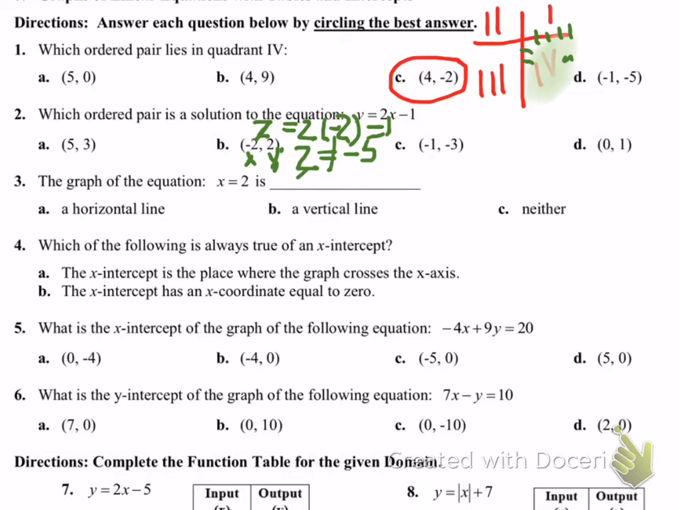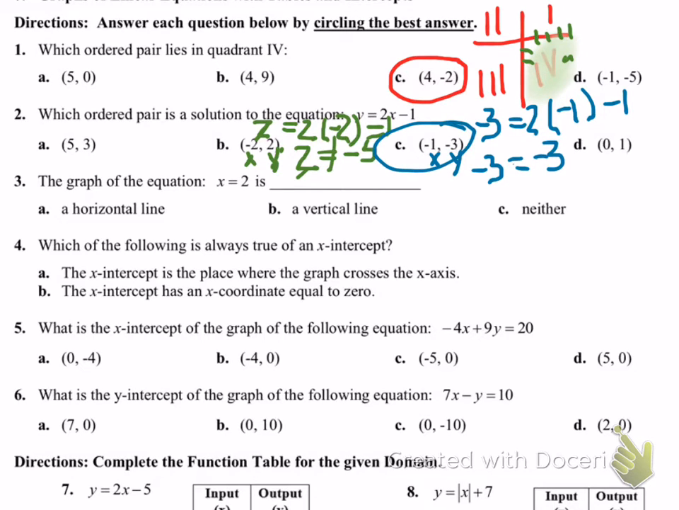Best way to do this one is just guess and check. If I go to C, again, I'm going to plug in the x and the y values. I get -3 equals 2 times -1 minus 1. 2 times -1 is -2. Minus 1 is -3, so I get -3 equals -3. So that's true, so the answer is C.